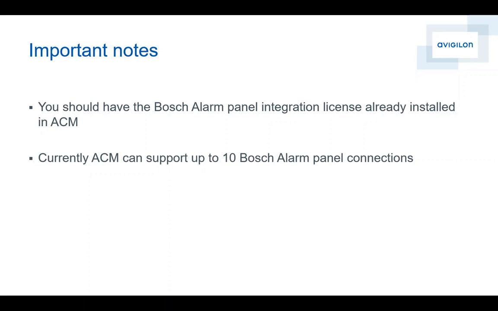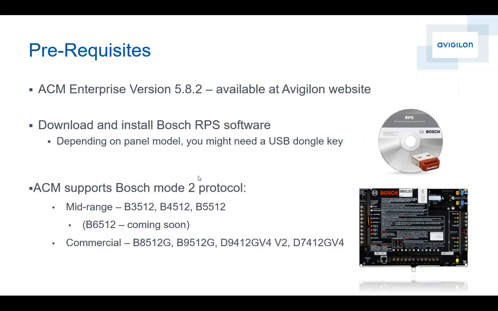To verify that, very simple, just go to the appliance section and then go to the About tab, and you should be able to locate your Bosch alarm panel in that section. Also, it's important to mention that currently ACM supports up to 10 Bosch alarm panel connections. So let's go ahead and take a look at the prerequisites.